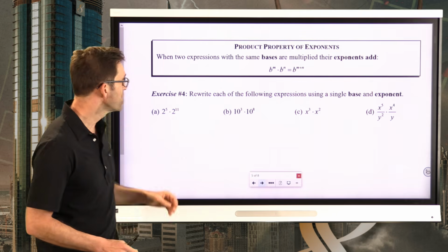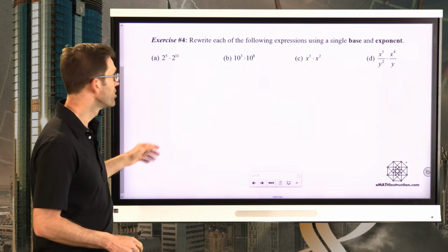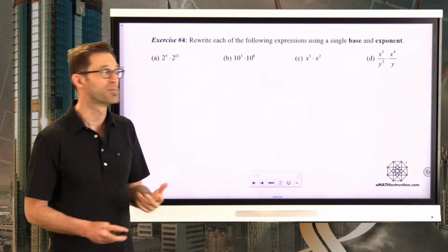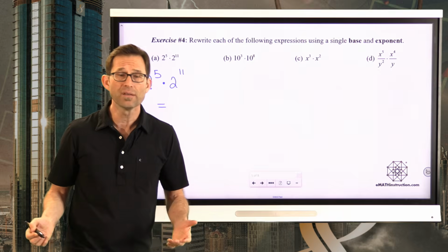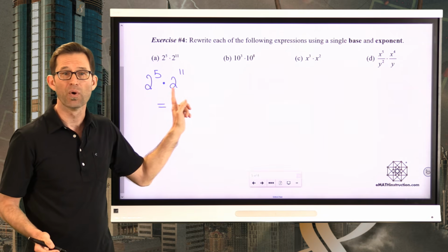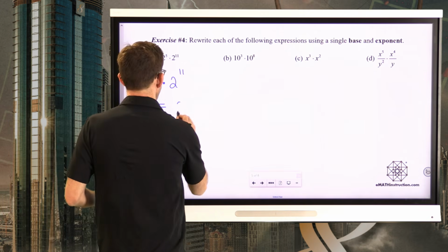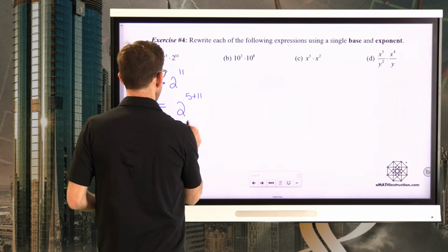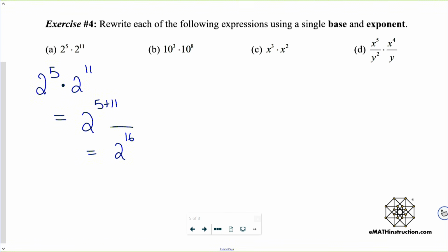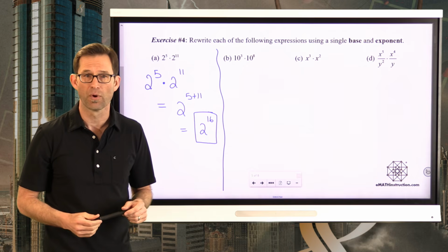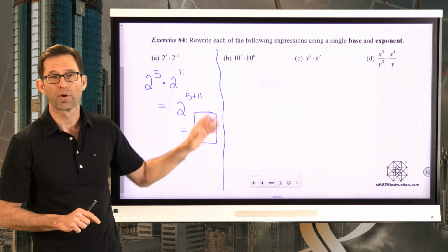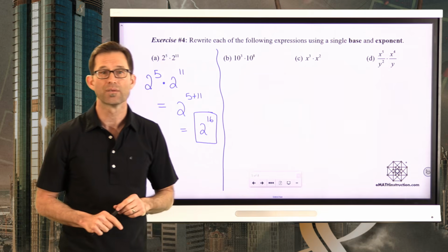All right, great. So, what do we have here? Well, in letter A, we have 2 to the 5th times 2 to the 11th. And let me write that a bit bigger. 2 to the 5th times 2 to the 11th. Well, our exponent property says, since they have the same base, both bases are equal to 2, then this will be 2 to the 5 plus 11, and that will be 2 to the 16th, which is some enormous number. I don't care what it is. All I want to do is use this exponent property. Why don't you use the exponent property to try to rewrite each one of these?